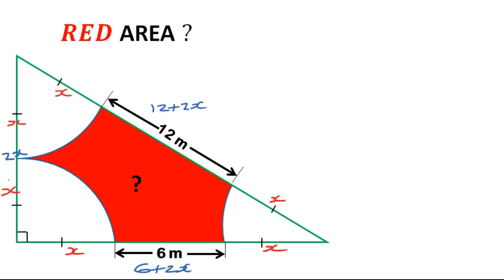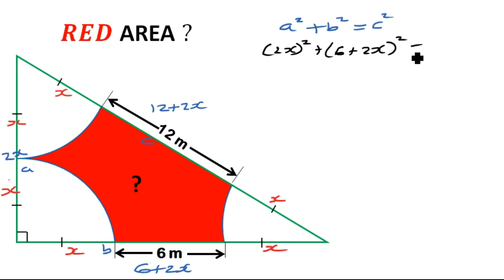Now, if you use the Pythagoras theorem, if you let the two shorter sides be a and b, the longer side will be c. So the Pythagoras theorem, we will have a squared plus b squared is equal to c squared. If you do the substitution, our a we found is 2x, so we'll have (2x) squared plus our b we found to be 6 plus 2x, that is (6 plus 2x) squared, equal to our c we found to be 12 plus 2x, then squared. So you can open the brackets.